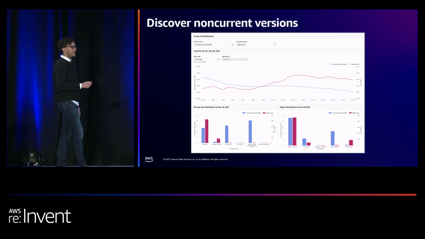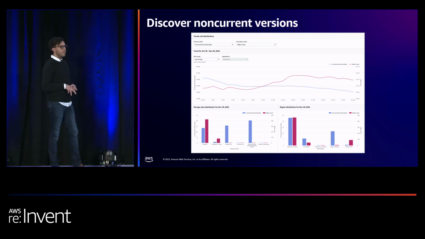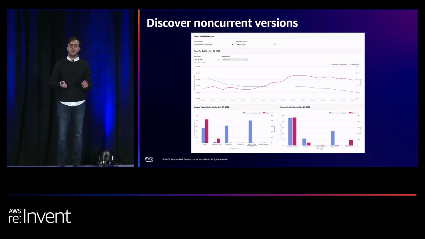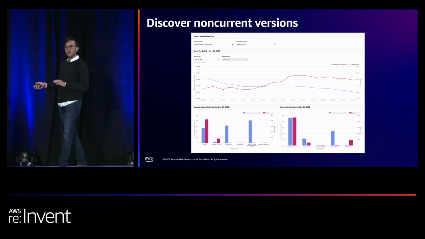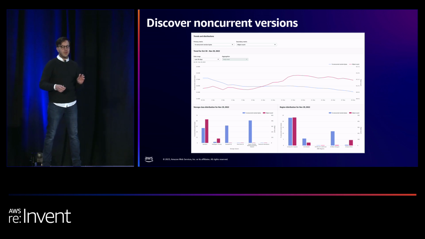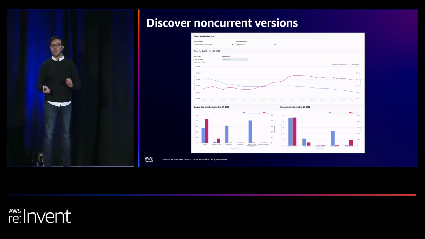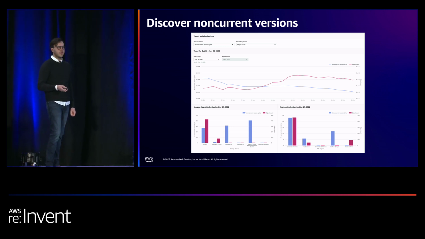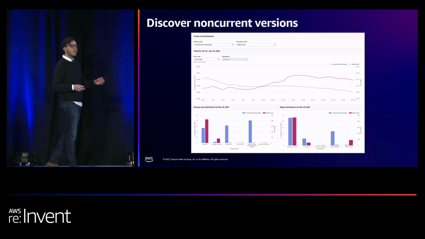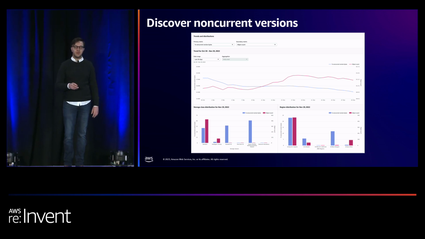Now, a very similar scenario is when you are storing many non-current versions of data. Again, for a little bit of context, S3 versioning retains multiple versions of your data that can be used to recover data if an object is accidentally deleted or is overwritten. Now, S3 versioning can have storage cost implications if a number of previous non-current versions have accumulated.